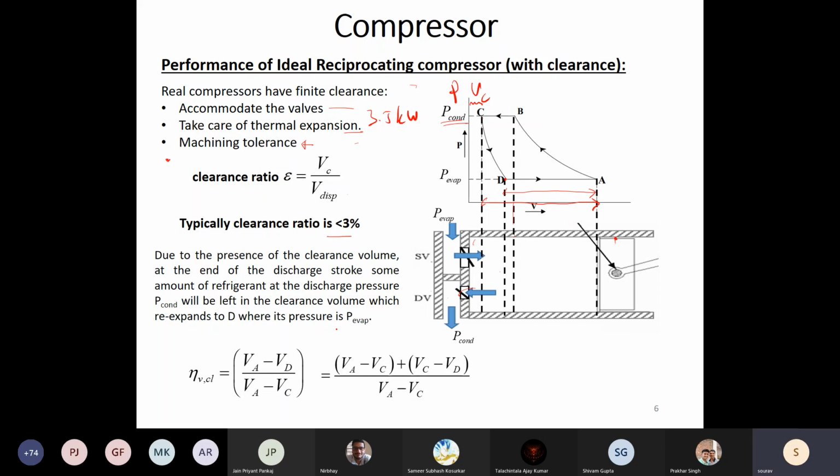So how the volumetric efficiency is defined in the case of a reciprocating compressor is the actual volume of refrigerant which is entering, actual volume, divided by the theoretical volume. Theoretical volume is this. Again, this is not a fixed number. We will see eventually how it varies, because this point D itself is not fixed. Even for a compressor with a fixed clearance volume, this point D is not fixed.